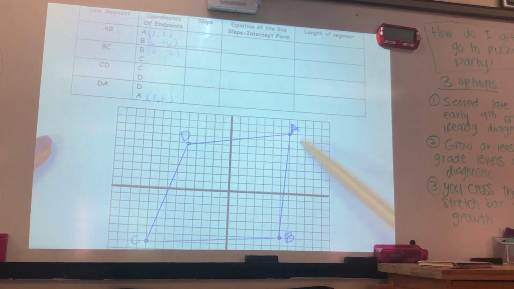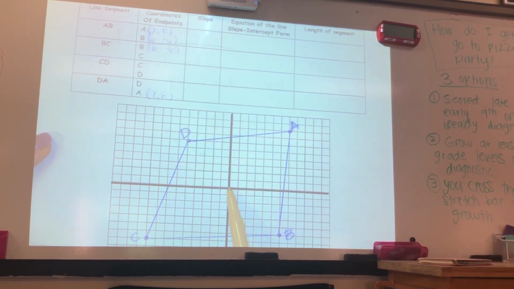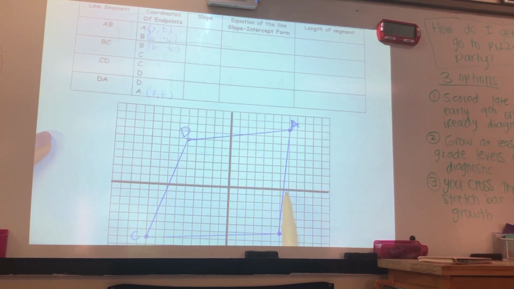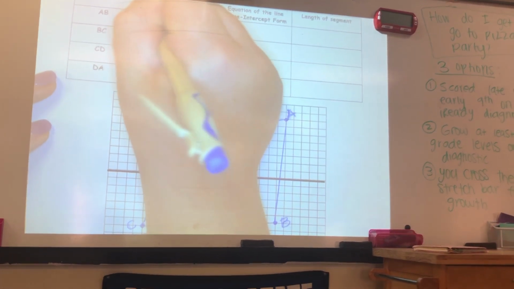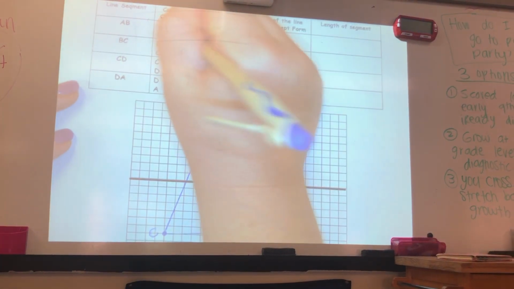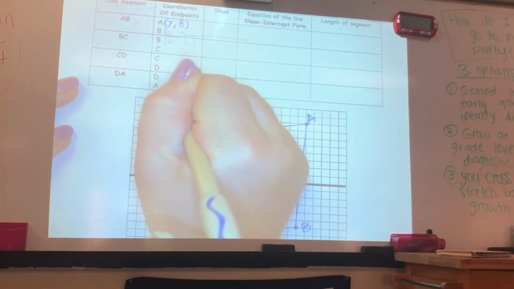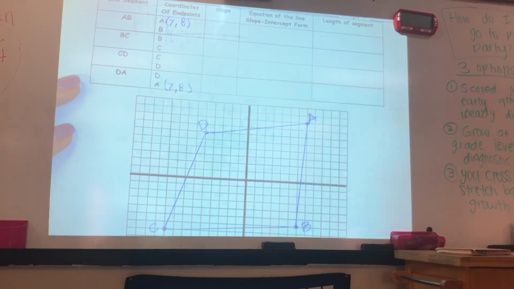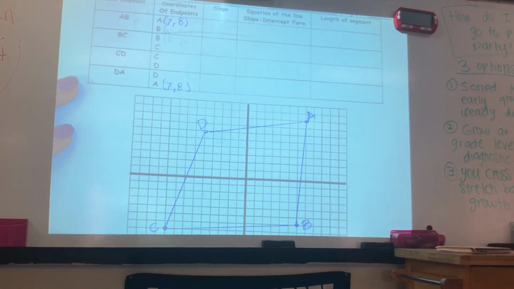So I'm just going to do two. If I'm at point A, from the origin, I would have to go to the right 7. So my first number is a 7. And I would have to go up 8. So A is the ordered pair (7, 8). And I'm writing it both places I see the letter A.